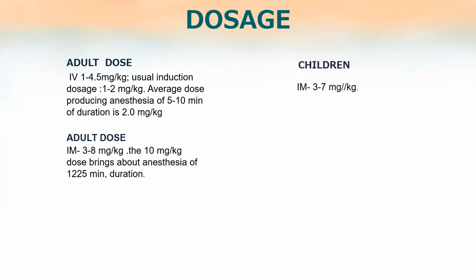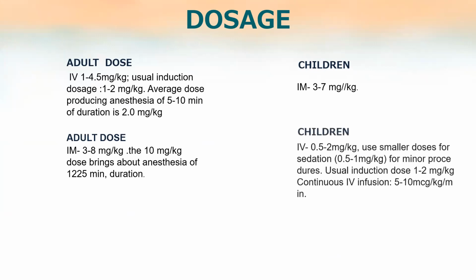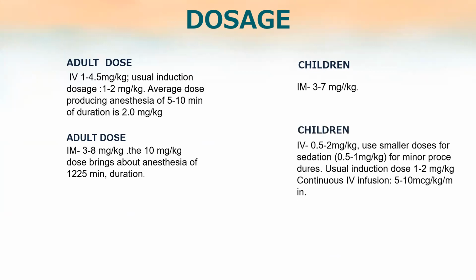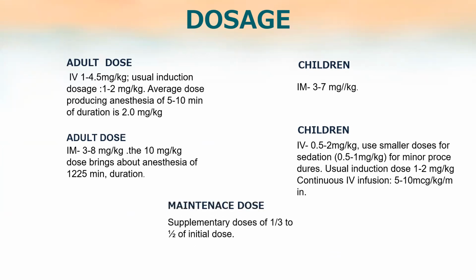Children dose IV is 0.5 to 2 mg per kg, and for IM is 3 to 7 mg per kg. Use smaller doses for sedation for minor procedures. The usual induction dose is 1 to 2 mg per kg, and if given as a continuous IV infusion, 5 to 10 mcg per kg per minute is given, the low dose is used for continuous. The maintenance dose for both adults and children is supplementary doses of 1/3 to 1/2 of the initial dose.